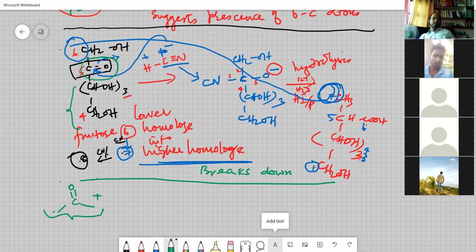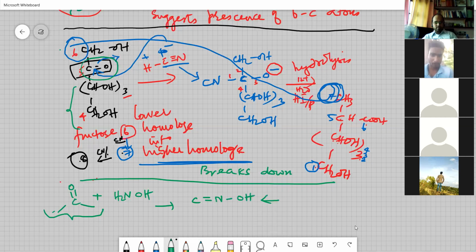Okay, we have to see only the reaction of the keto group. Means, oxime means it forms, for example, if we have H2N and OH, okay, it reacts with this, you get a double bonded compound like this, C=N. This particular structure is called an oxime.